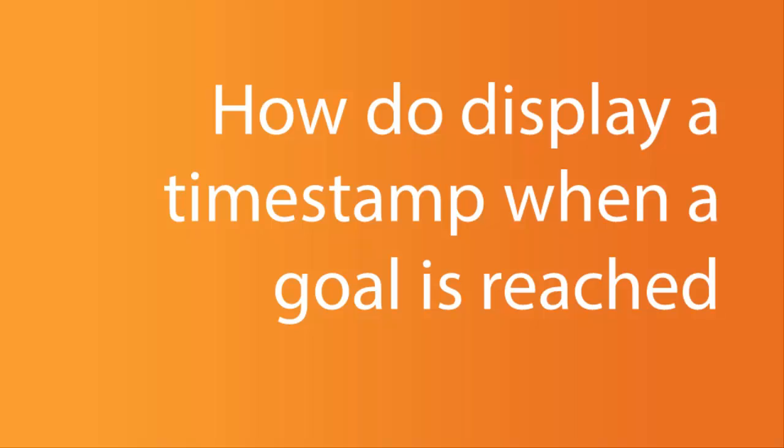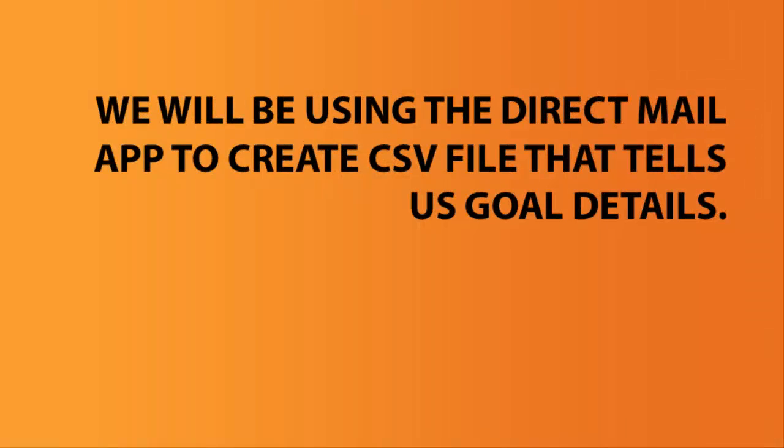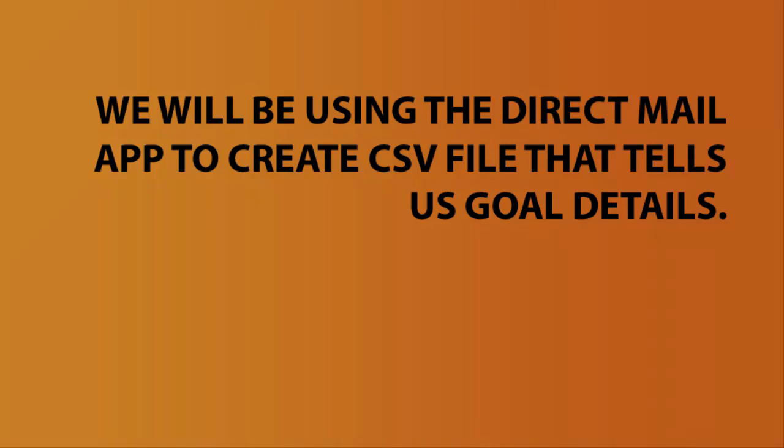How to display a timestamp for when a goal was reached. Today we're going to be using the Direct Mail app to export a CSV containing contacts in our target audience along with specific information as to when a goal was hit.